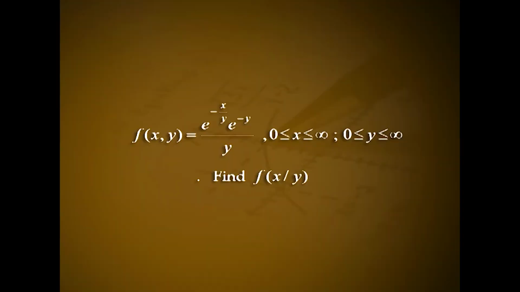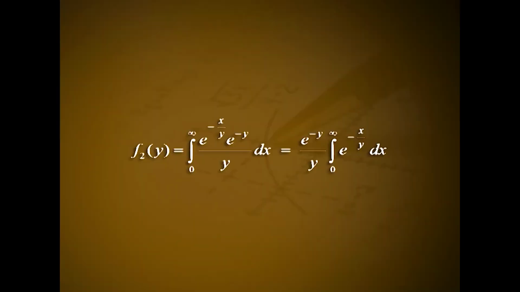Problem 2. Suppose that the joint density of x and y is given by f of x y equal to e raised to minus x by y into e raised to minus y divided by y, for 0 less than or equal to x less than or equal to infinity, 0 less than or equal to y less than or equal to infinity. Find f of x given y.